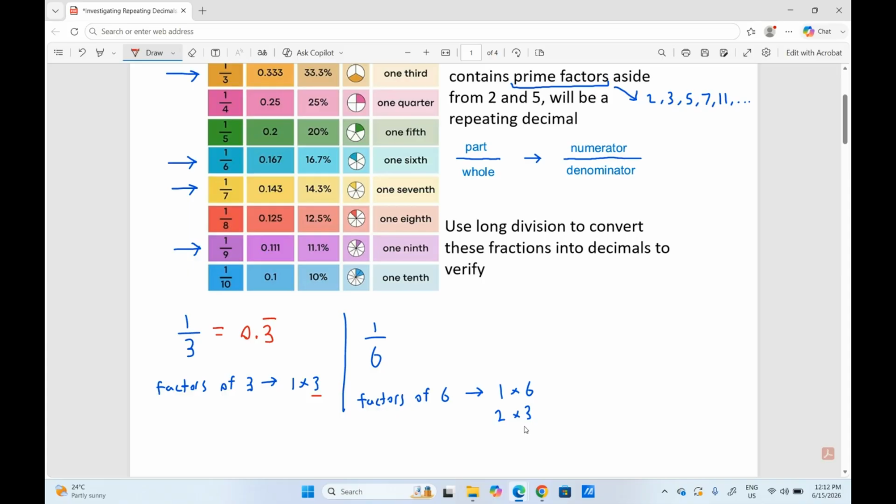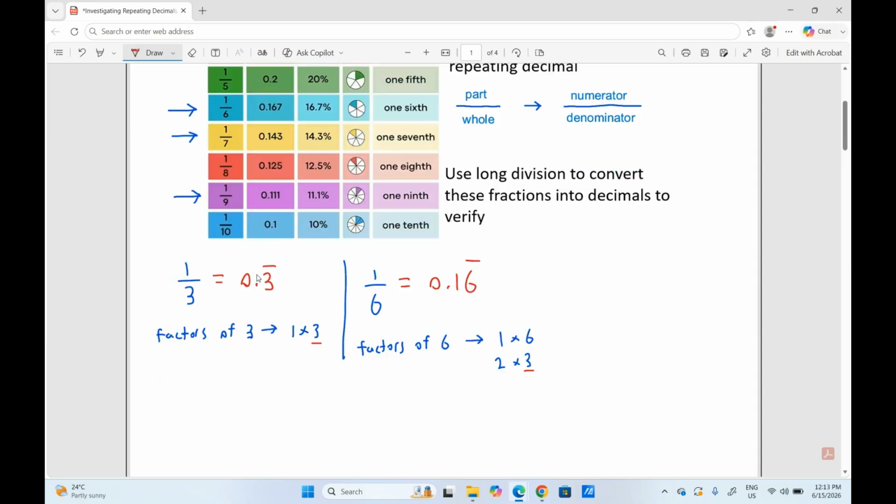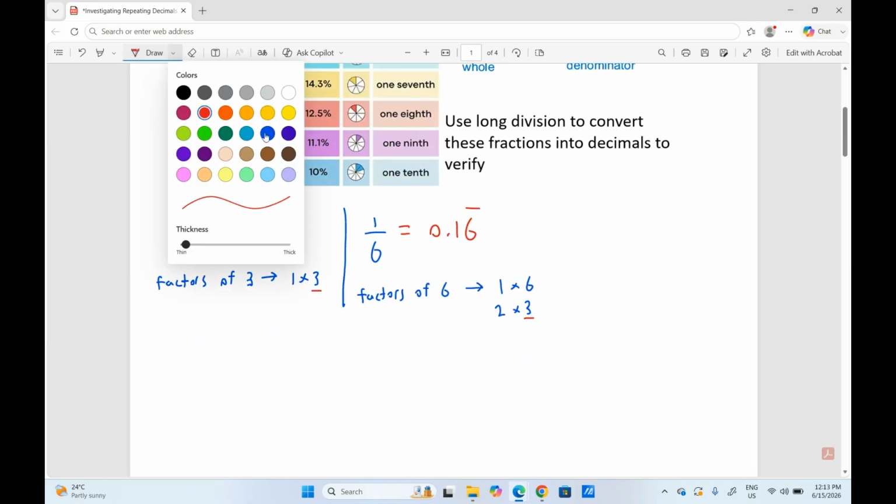However, the one that I care about is 3 because 3 is a prime factor that isn't 2 or 5. So because I have a prime factor that isn't 2 or 5, that means 1/6 is going to be repeating. So this is going to be 0.16 repeating. Okay, let's go over a couple more examples.